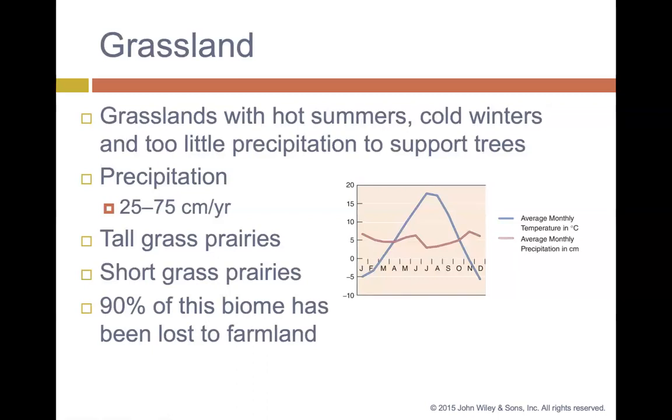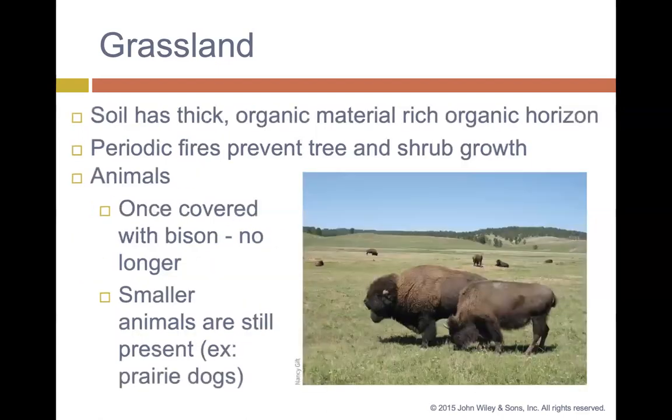Grasslands have very hot summers, cold winters, and too little precipitation to actually support trees. So it's just pretty much grasses. There are tall grass prairies and short grass prairies, and about 90% of this biome has been lost to farmland.